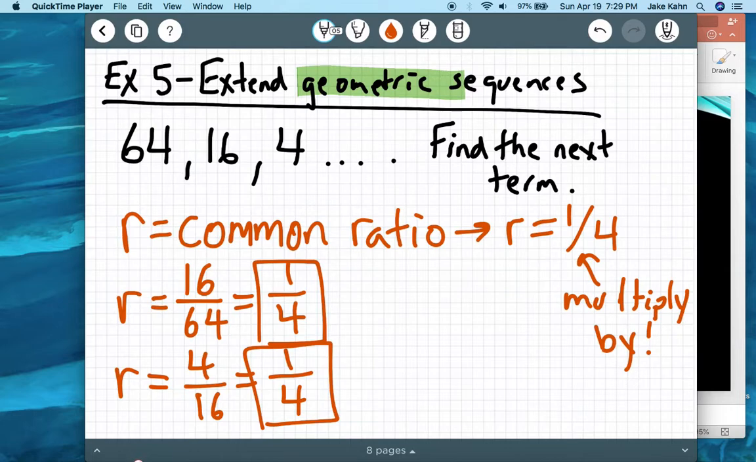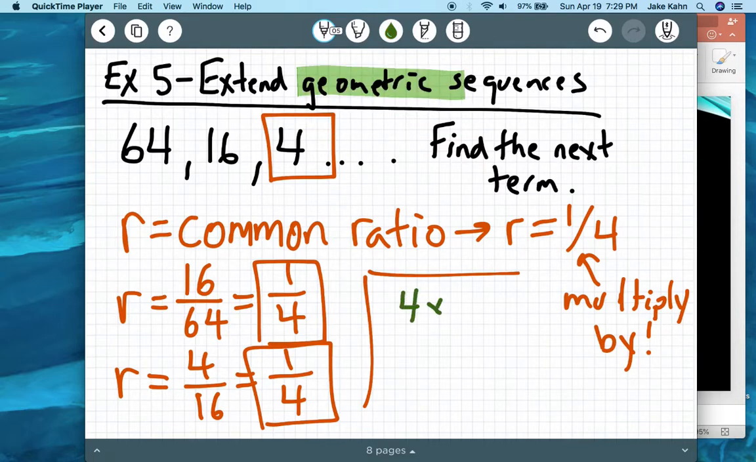So find the next term. If that's the goal of our problem, all we have to do is take 4 and multiply that by 1/4. Let's do that right here. 4 times 1/4. What is 1/4 of 4? It's just 1, right? So this is our next term. Our final answer is 1.